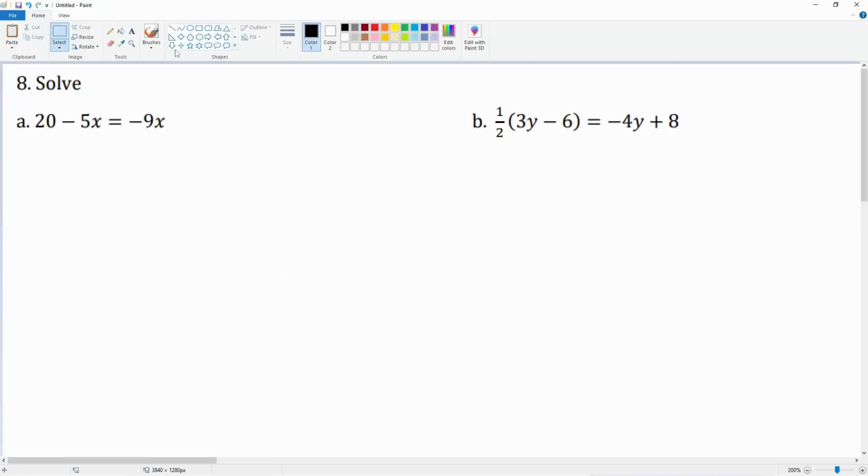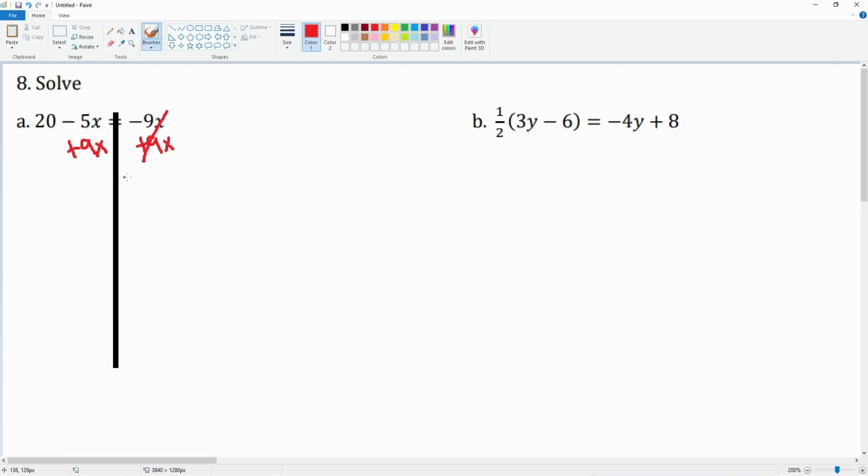Number eight, it asks us to solve, so we'll start by separating the left from the right by drawing a line down the middle. Now we see the left and the right. So there's a variable on both sides, so we're trying to get rid of the smaller one. The smaller one here is the negative 9x, so I'm going to add 9x to both sides.